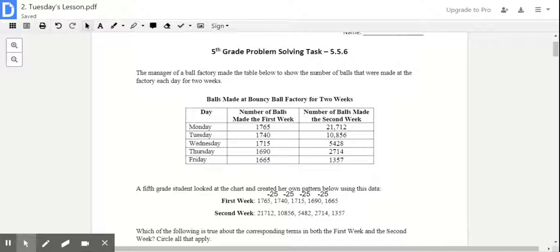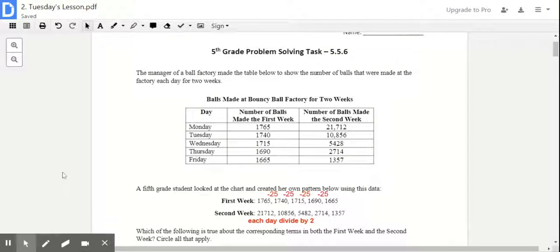So we have 21,712 divided by 2 equals 10,856. Then we have 10,856 divided by 2, which is 5,482. And then 5,482 divided by 2 is 2,714. And lastly, 2,714 divided by 2 equals 1,357. So we are taking these numbers and each day splitting it into 2. This is our pattern for week 2.